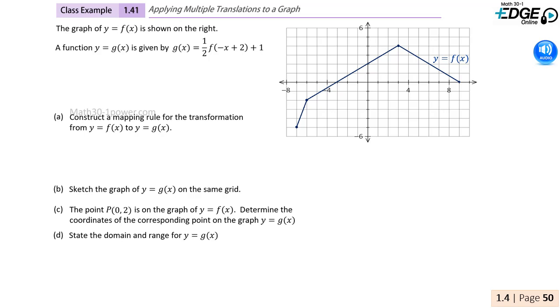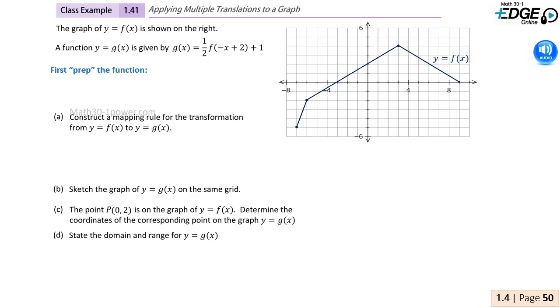In class example 1.41, we will apply 4 transformations to a given graph. Here, we'll take y equals f of x and transform it into g of x, which is defined as 1/2 of f of negative x plus 2, plus 1. The question first asks us to construct a mapping rule. And even if it hadn't, this is a great way to approach this question. Transforming a graph with 4 separate transformations one at a time can be a little bit cumbersome and often leads to small errors. Let's see how the mapping rule will help us.